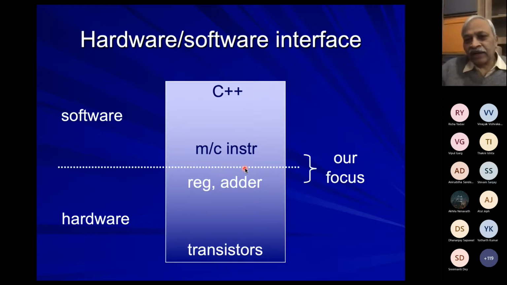So we need to understand what could be the basic operations to which all languages could be mapped, and given these basic operations or basic instructions, how can we build hardware which will provide those instructions?